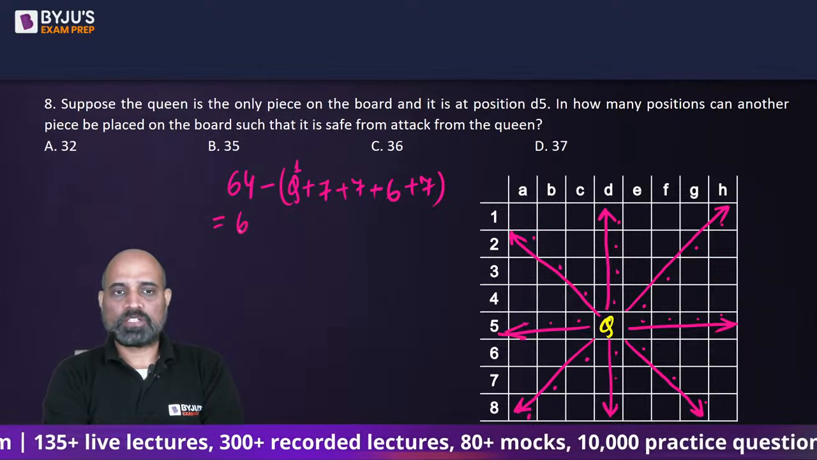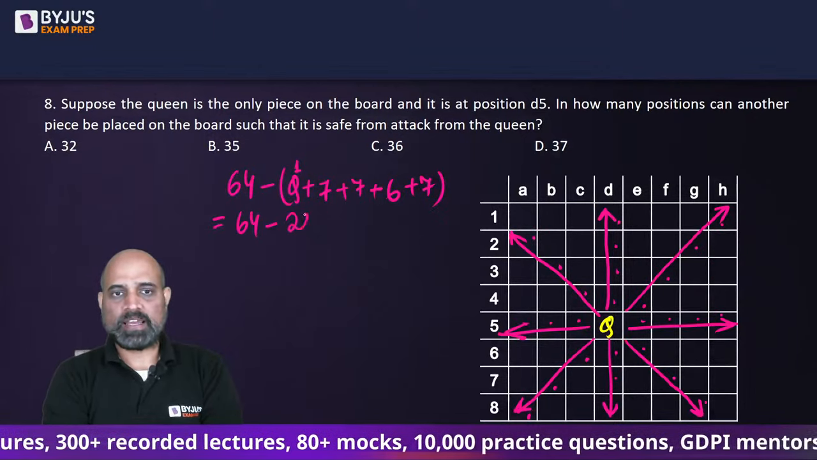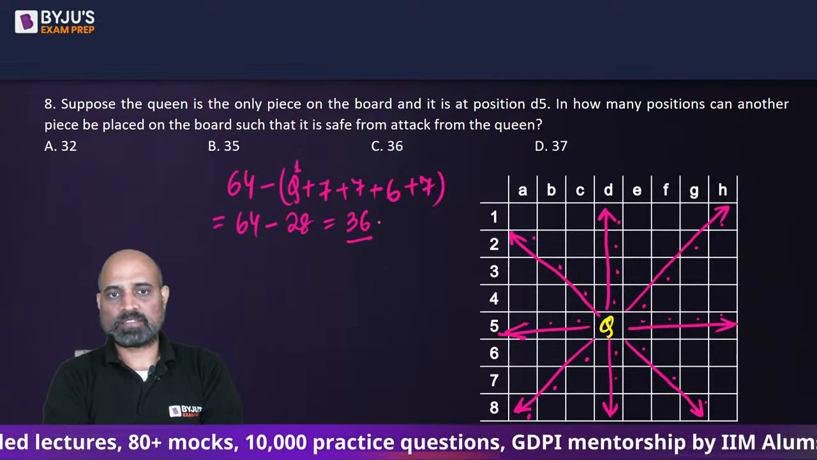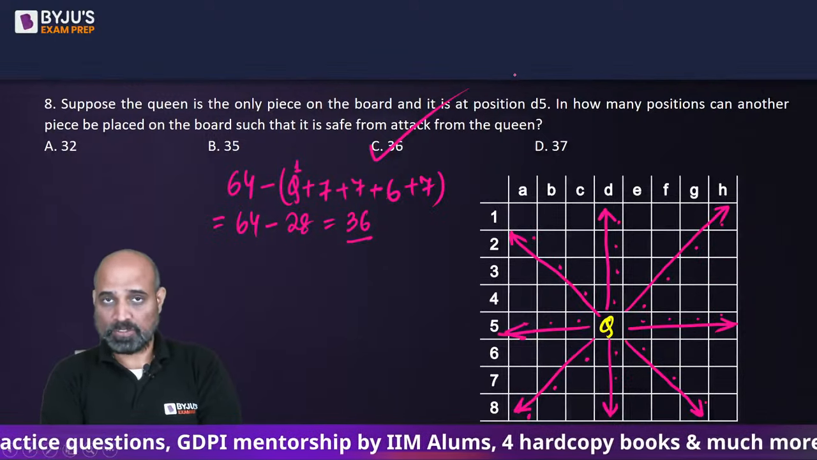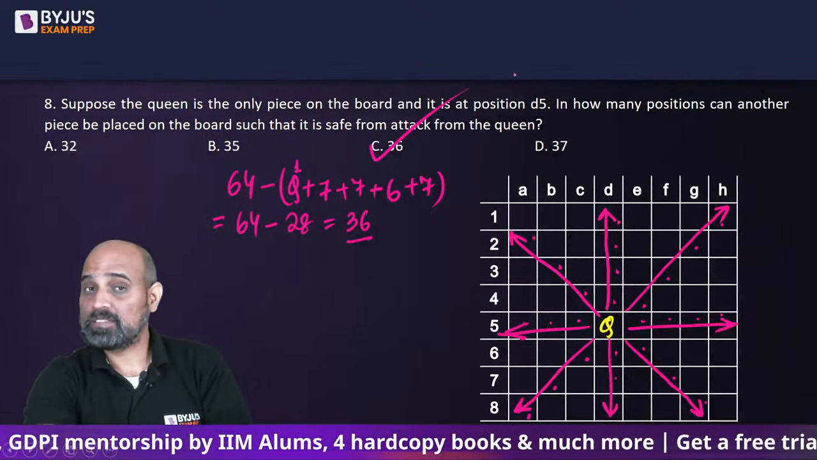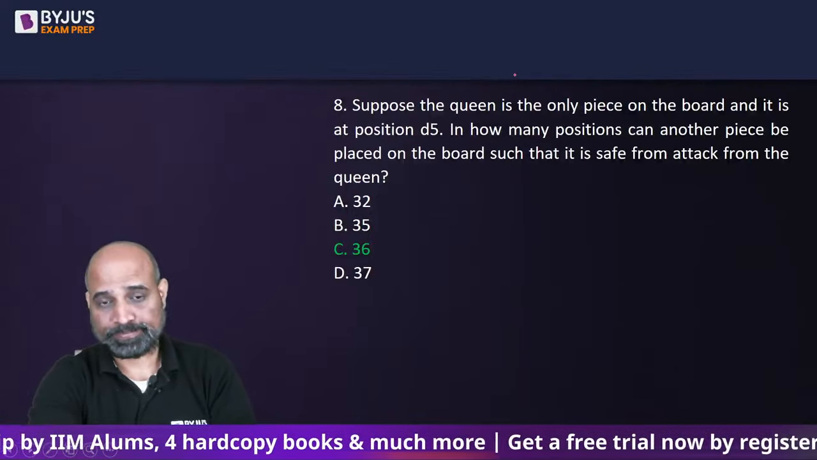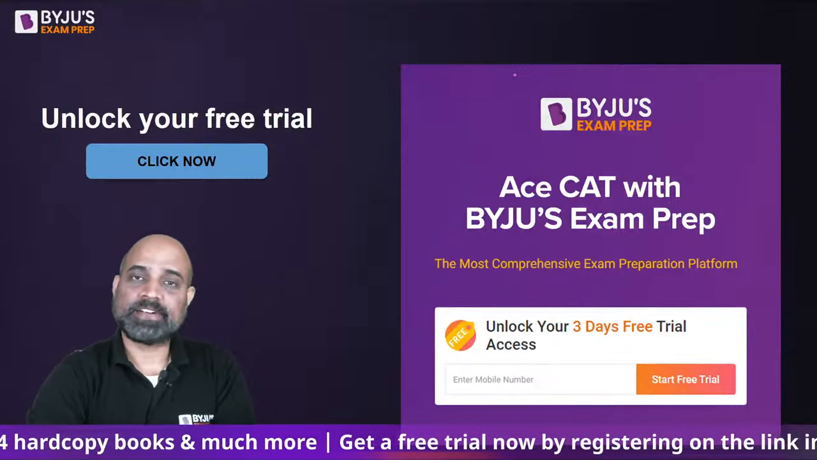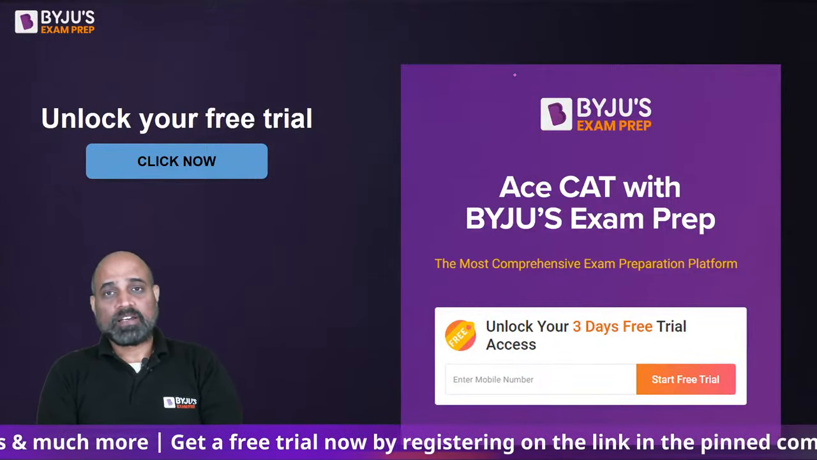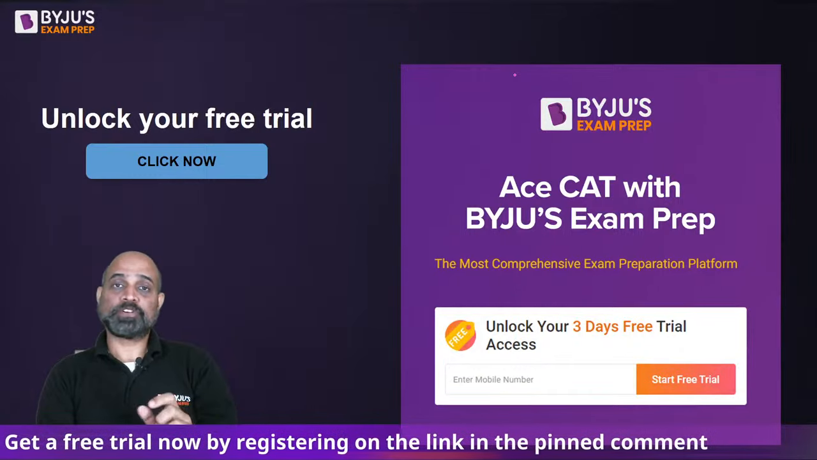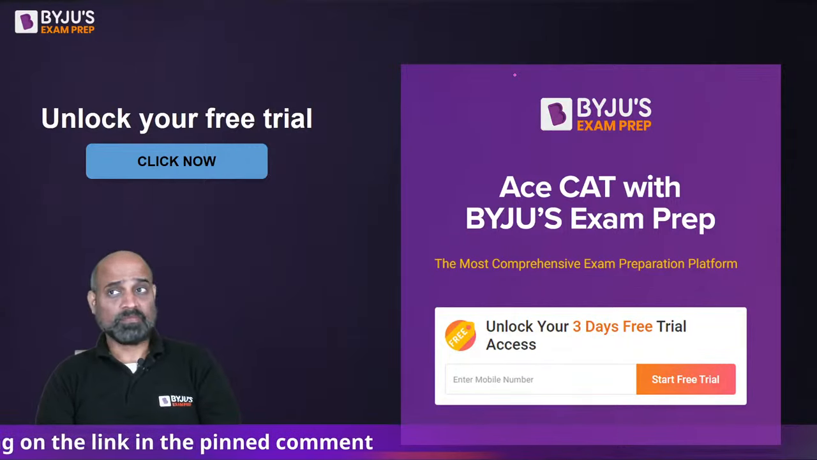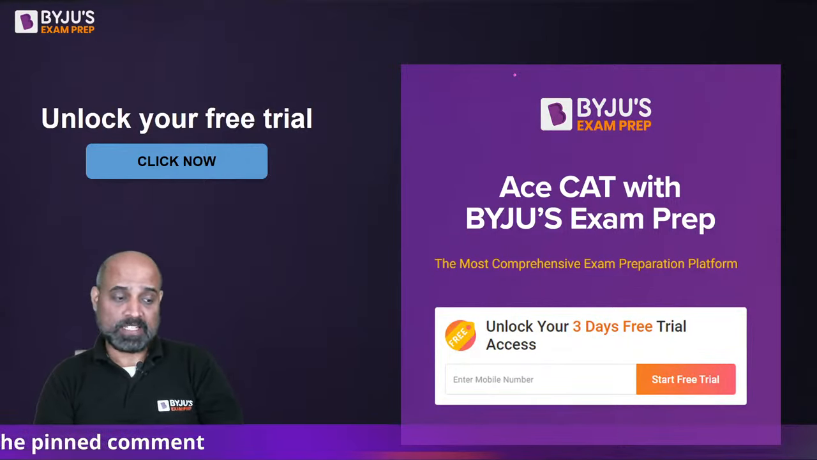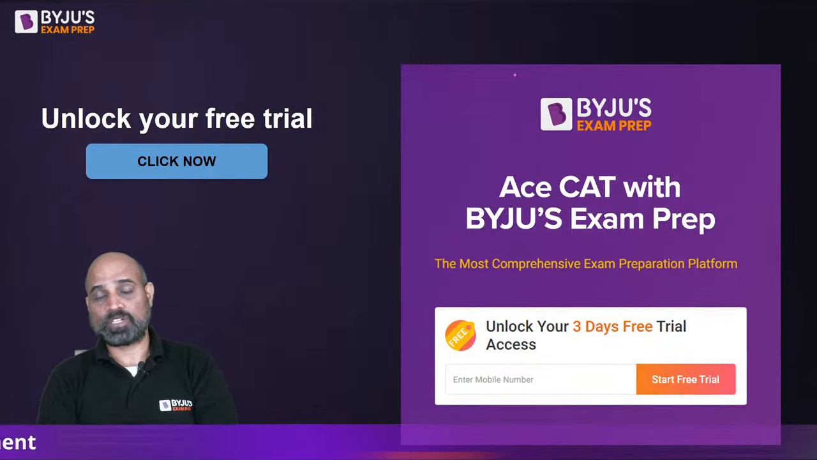So if we count, this is 64 minus 28, which results in 36. So there are 36 places on the board where we can place any piece. The queen is not going to attack it. Easy, right? Both the sets were very easy. If you think about it, we were able to solve, along with the discussion, 2 sets in under half an hour. So in such a slot where you get such kind of sets, you can solve 3 sets, 2.5 at least.